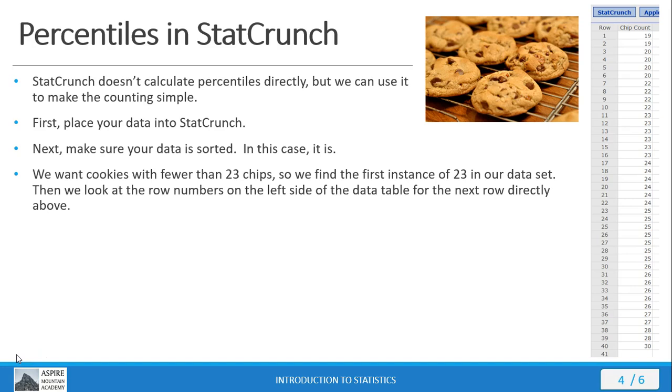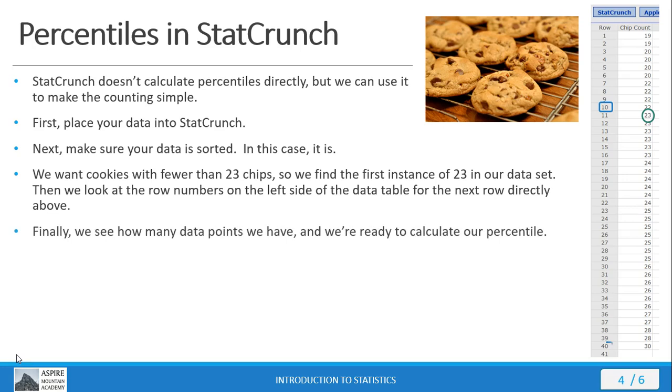So we look for the first occurrence of 23, which is right here. Then we're going to look at the row number directly above the row with that number. So the first 23 is in row 11. That means we're going to go one row above that, and that's going to be 10. Next, we look down at the bottom to get the total number, and that's here. That's going to be 40.